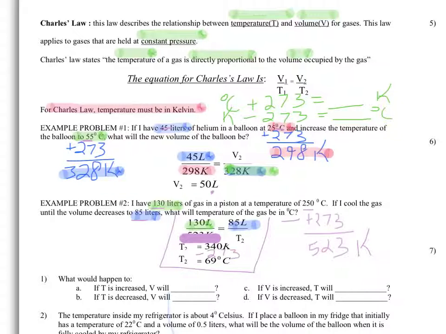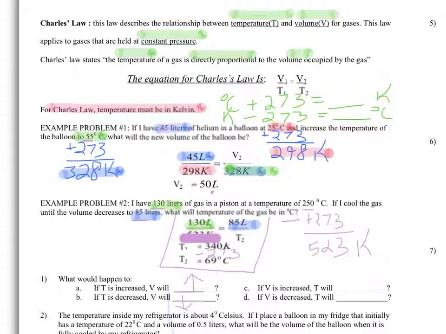Now, we said that this is directly proportional. Because it's directly proportional, if T is increased, V will increase. Same thing: if T is decreased, V will decrease.